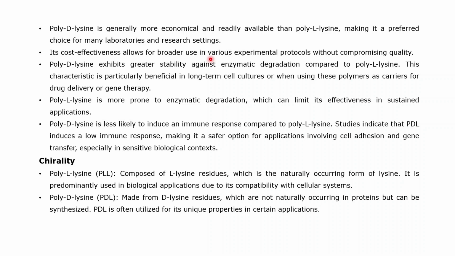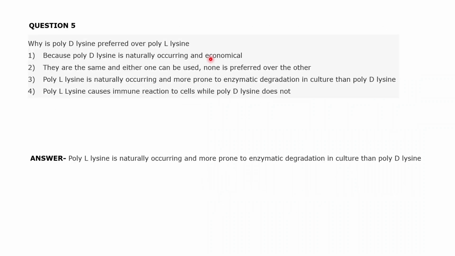But in order to produce poly D lysine, which is a homopolymer of D lysine, several chemical reactions have to be carried out in the laboratory. So it's not naturally occurring, it's actually artificial. That's why it comes under the name artificial extracellular matrix, right? So it is economical, but it is not naturally occurring, it is synthetic in nature.